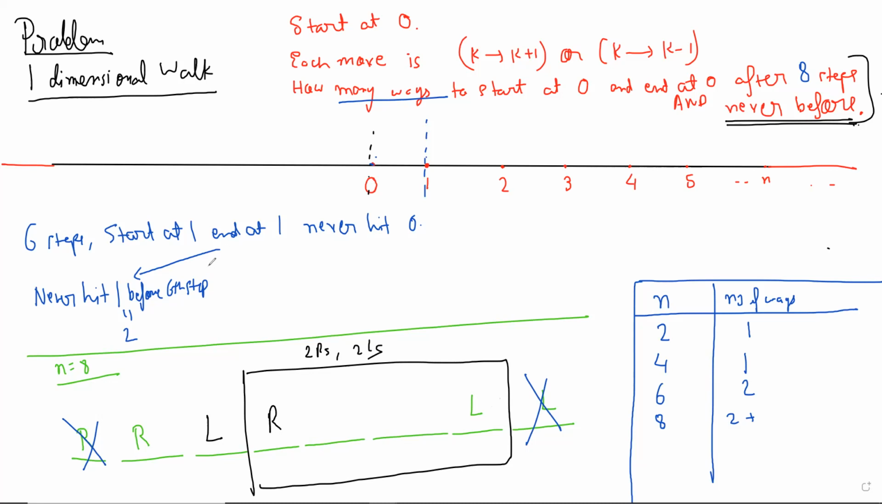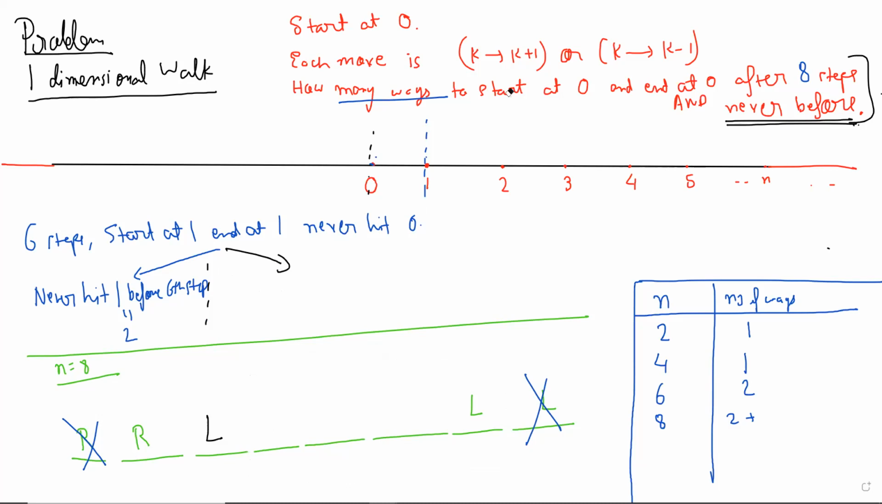No, but that case is already done, right? No, now you can hit 1 before. Okay, right? So the way we broke it is you have 6 steps, you have to start at 1, you have to end at 1, but never hit 0. Now, one big sub case is you never hit 1 before the 6th step. And that is 2 because that is just the previous case.